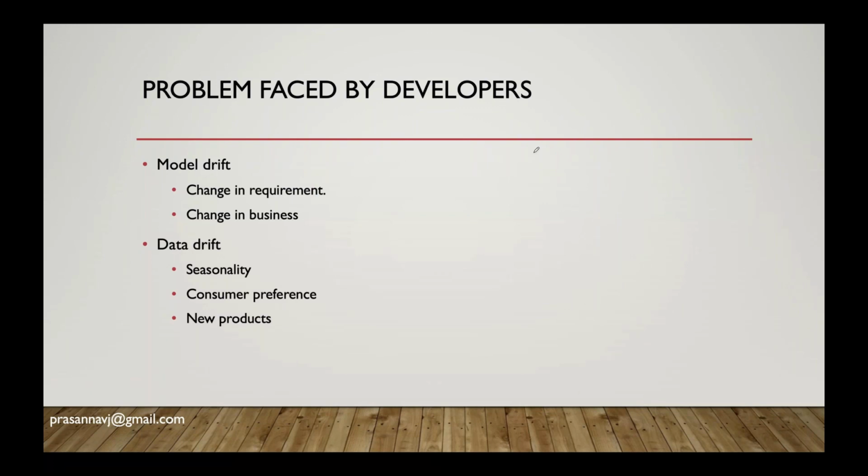In the case of data drift, it could be because of various reasons. It could be because of seasonality, or it could be because of consumer behavior, or it could be something completely new, like a new product has come. And these are some of the examples of what could lead to data drift as such.